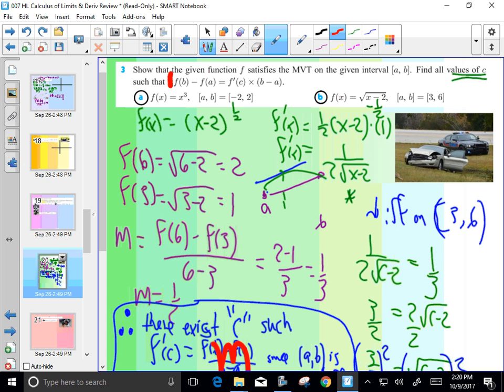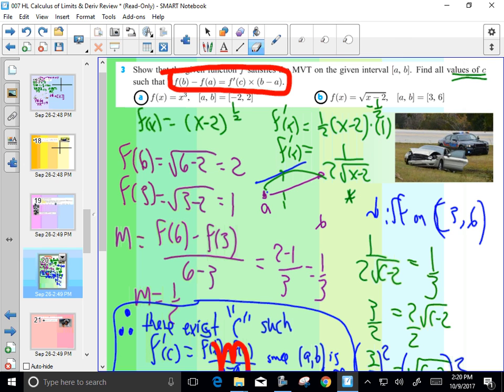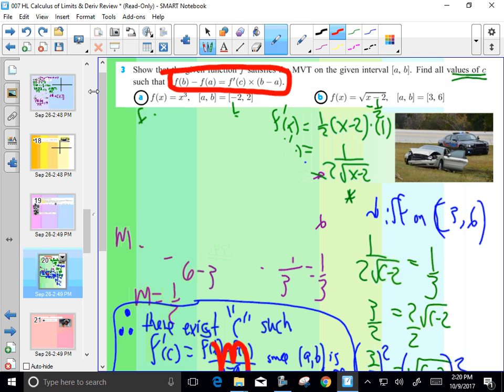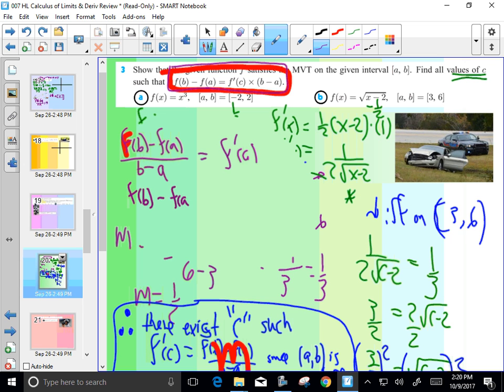Oh, where did this come from? Doesn't that look awful? Doesn't that look horrible? And all that is if you took f of b minus f of a over b minus a, that's supposed to be equal to the derivative at c, right? How did they get this formula then? They just cross multiplied. Are you embarrassed now? That looks so easy. It's just a cross multiply.